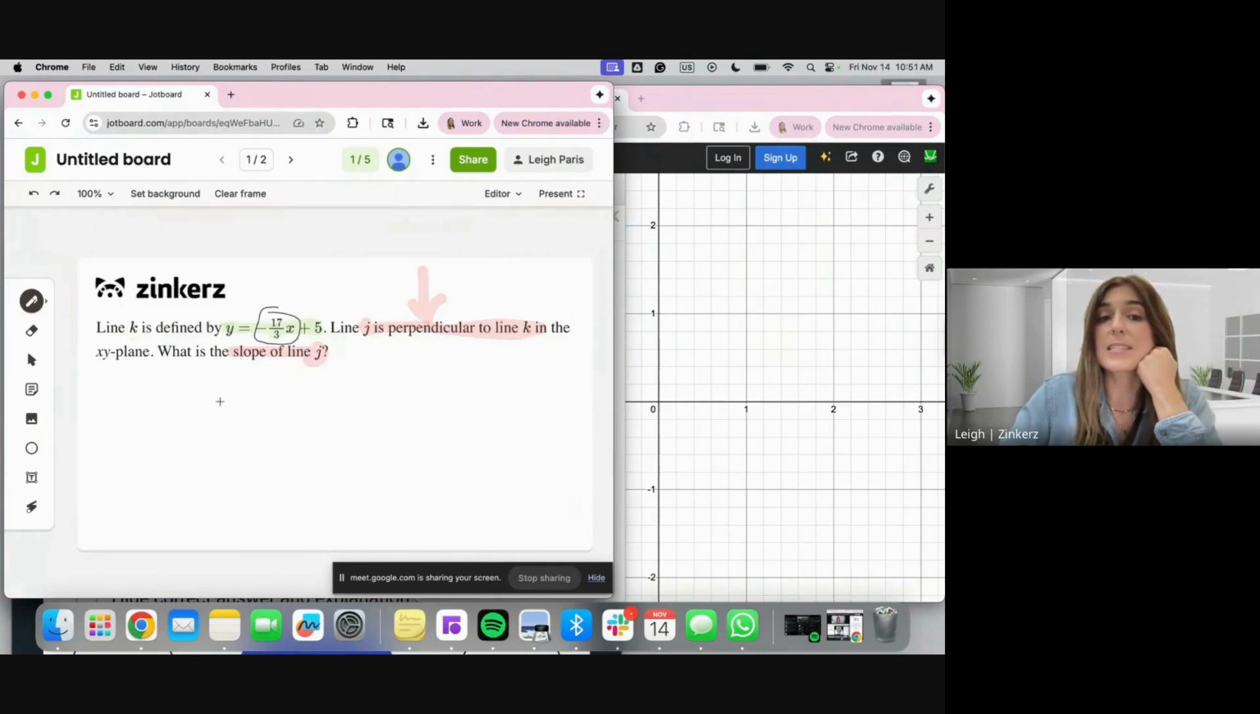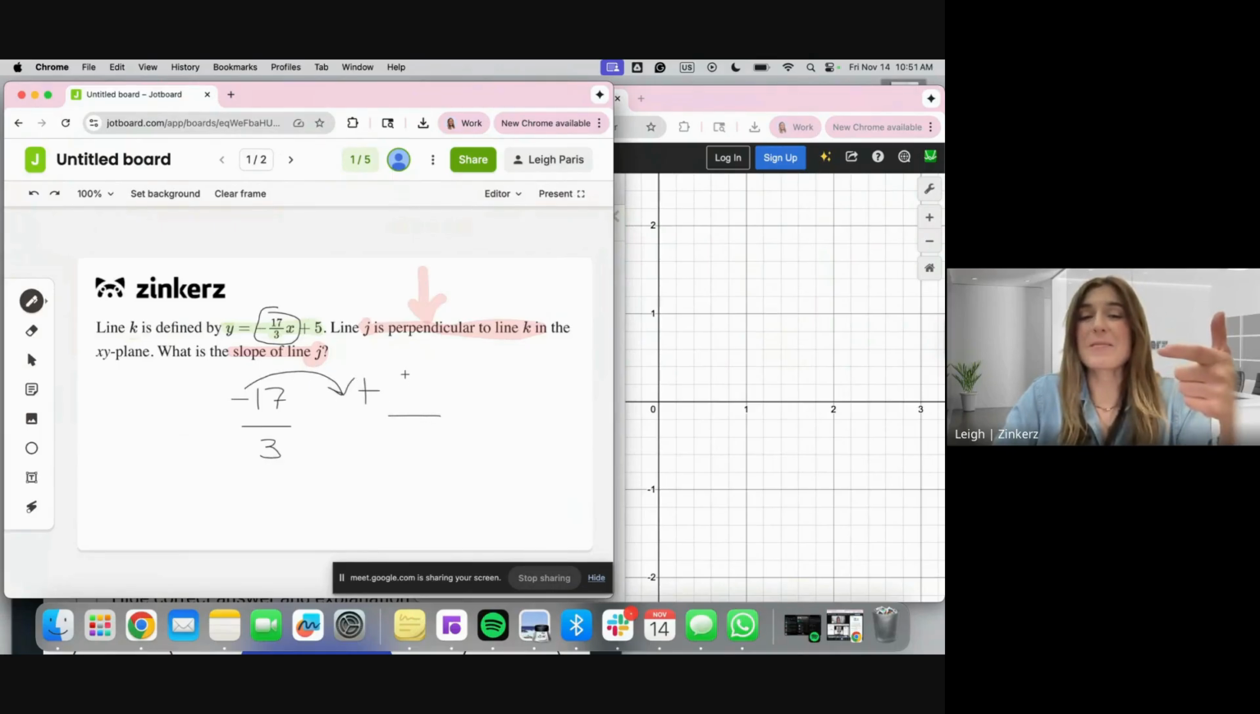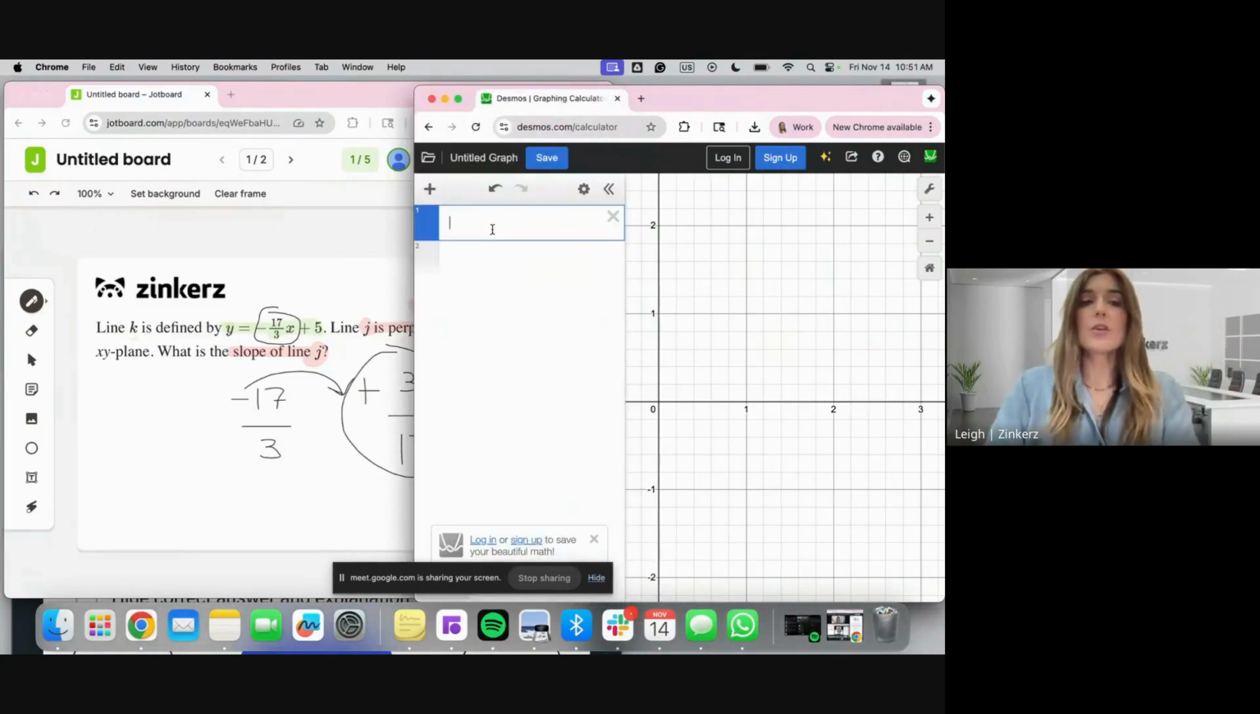And we're going to apply that rule to our original problem here. If the original slope is -17/3, we're going to do the opposite reciprocal. It was negative, it's going to become positive, and we're going to flip that numerator and denominator to get 3/17. That's your final answer.